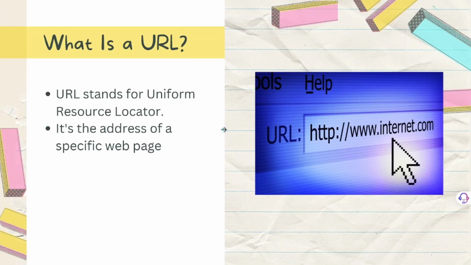So now that we understand what a URL is, how do websites get to our browser? When you type a URL and you press enter, let's say in this case www.internet.com, you type that URL in your browser search bar and you press enter. What happens is your computer sends a request to the web server. A web server is a powerful computer that stores websites. The server now sends the web page back to your browser.